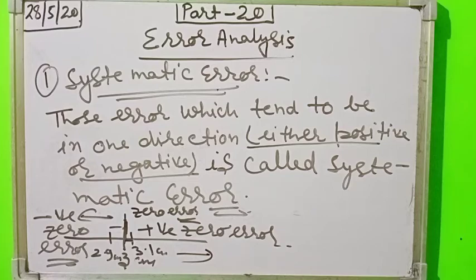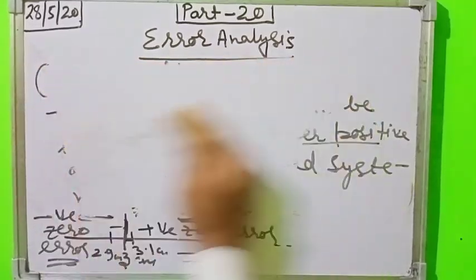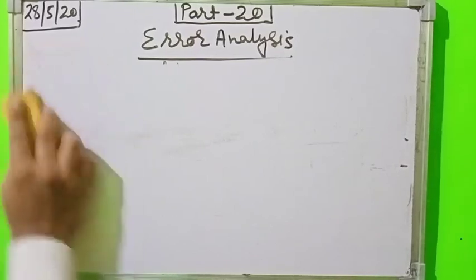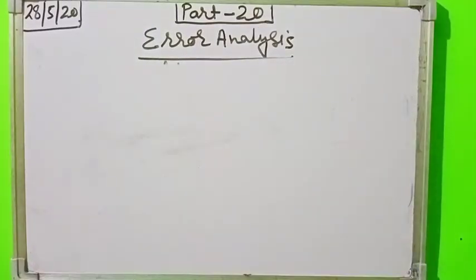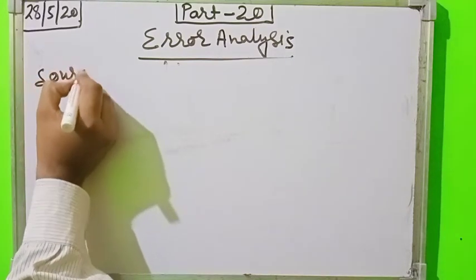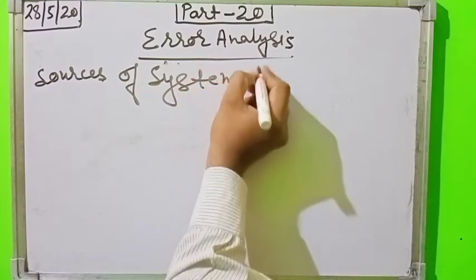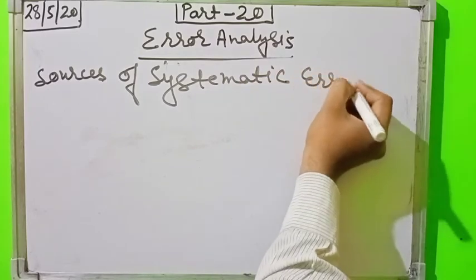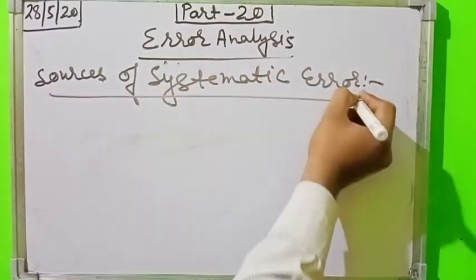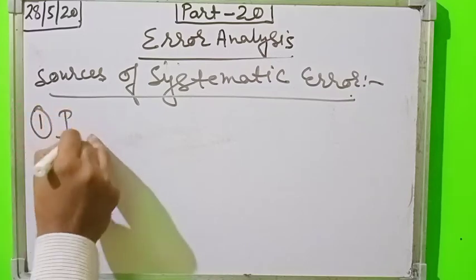Now we will discuss some sources of systematic error. What are the sources of systematic error? First one is instrumental error.